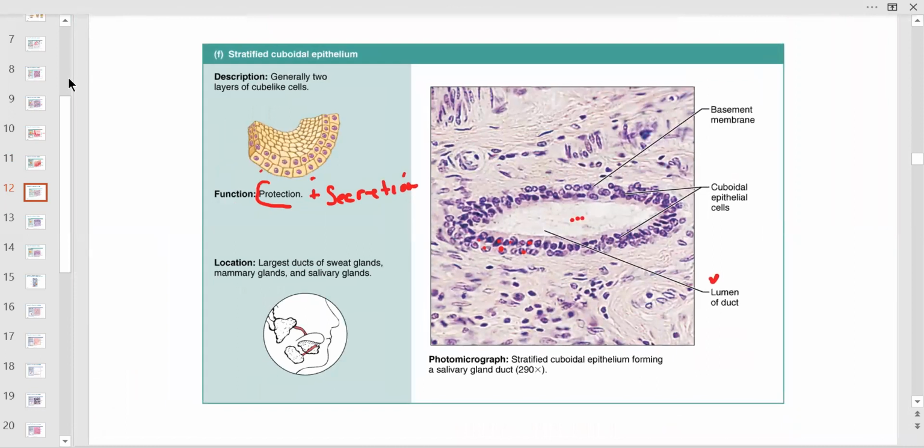And there it is, your sweat glands. And the ducts of the sweat glands. And there's a duct in the kidney called the collecting tube. So the ducts of sweat glands. So protection or secretion, I'm good with both.